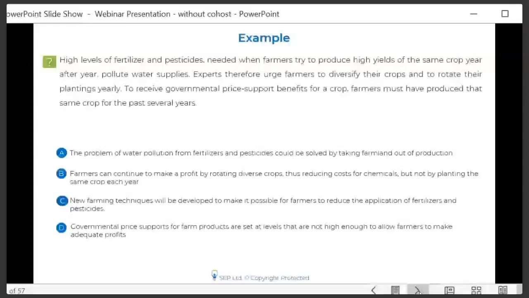So the rest of this choice tells us that farmers cannot continue to make profit by planting the same crop each year. They can continue to make profit by rotating the crops, but they cannot continue to make profits by planting the same crop each year. Now we know that if they plant the same crop each year, they will get price benefit from the government. Therefore, we know the second half of choice B is incorrect.